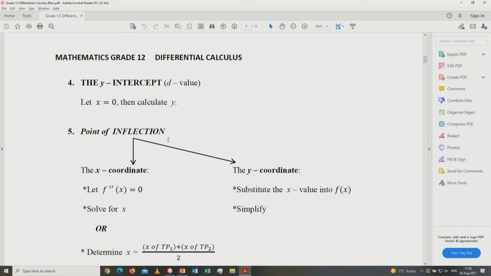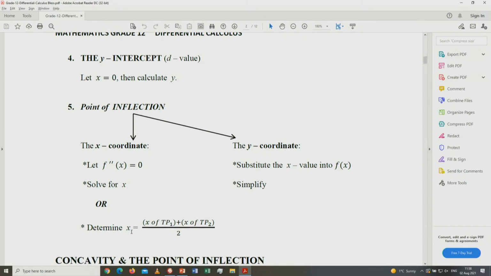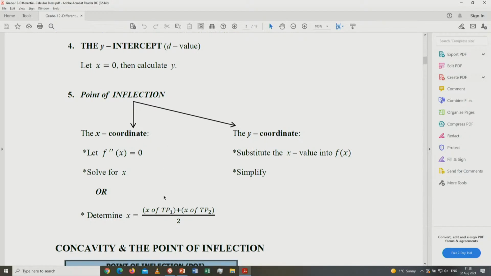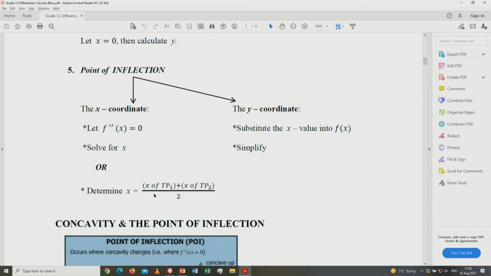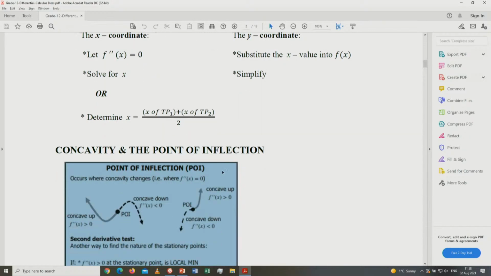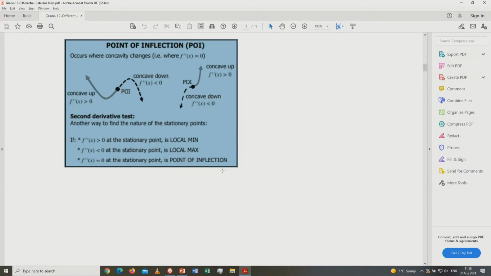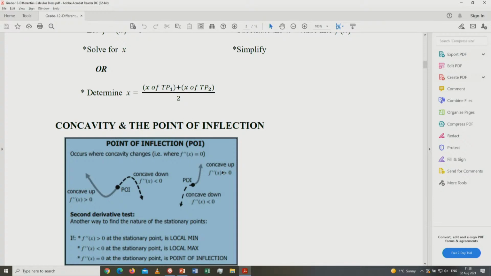At the point of inflection, the second derivative is equal to 0. You solve for x, and you substitute it into the original equation to get the corresponding y value. Alternatively, if you know the x values at the turning points, you add them and divide by 2. You'll get the x value at the point of inflection. You substitute that into the original equation to determine the value of y. These are the golden rules to sketch the cubic function.